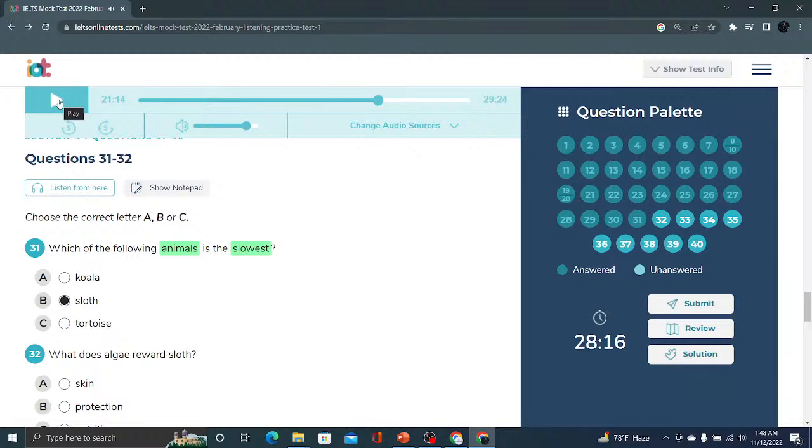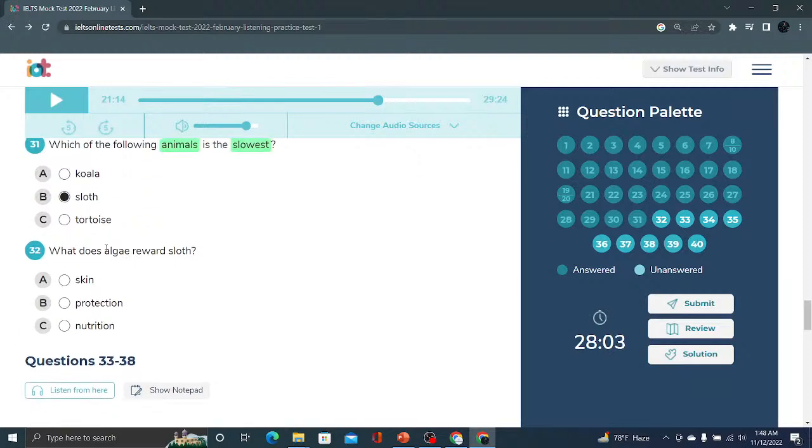I hope you got the answer, because he was saying that the sloth is the slowest animal on earth. So that's why the answer would be option B. Okay, let's move on. What does algae reward sloth?